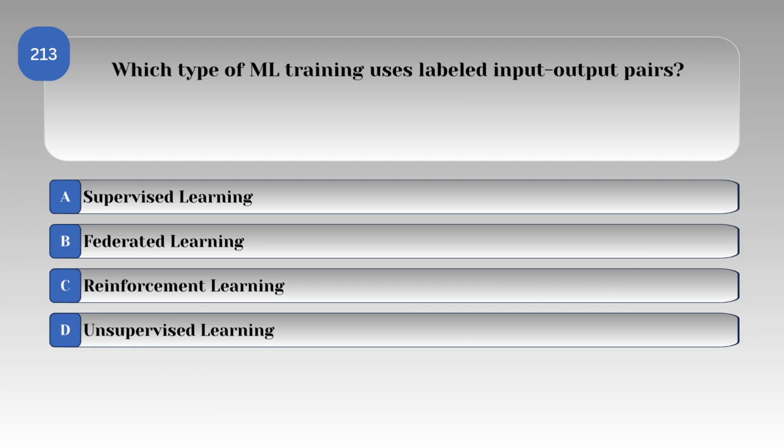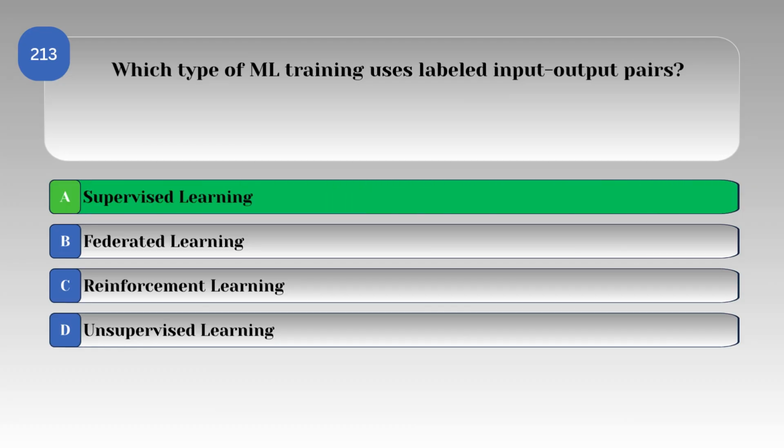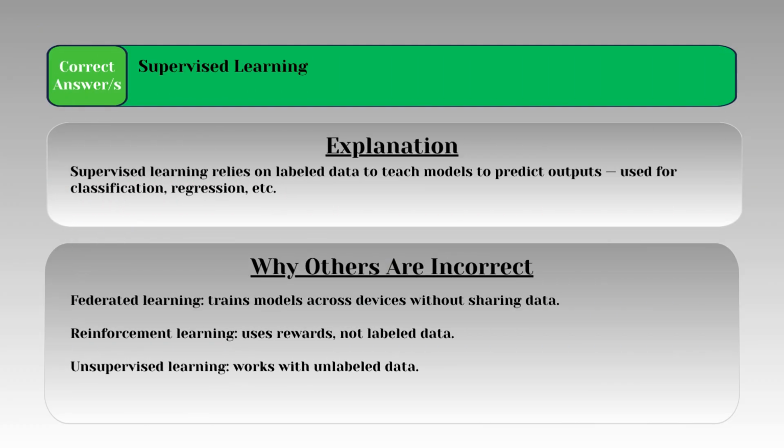Correct answer: supervised learning. Explanation: supervised learning relies on labeled data to teach models to predict outputs, used for classification, regression, etc. Why others are incorrect: federated learning trains models across devices without sharing data. Reinforcement learning uses rewards, not labeled data. Unsupervised learning works with unlabeled data.